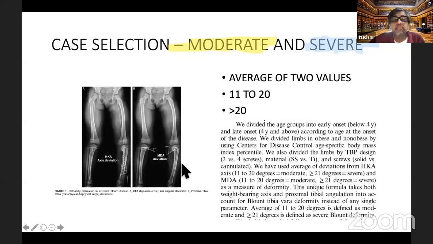I didn't find this kind of measurement of varus in any of the previous papers or any of the papers following this, because everybody is measuring the metaphyseal-diaphyseal angle only. So they are summing up the 2 angles and dividing by 2, and they call anything between 11 and 20 moderate and more than 20 severe.